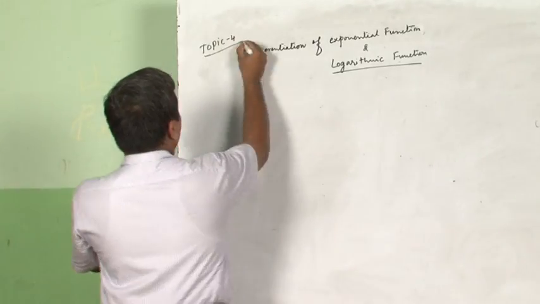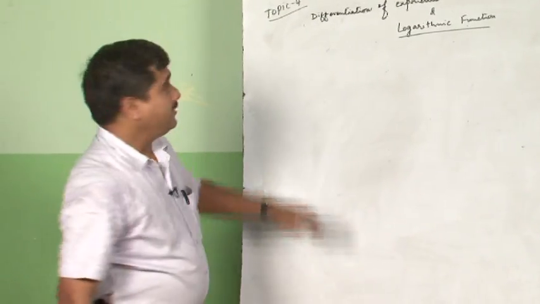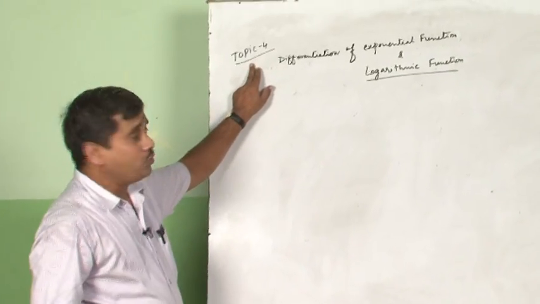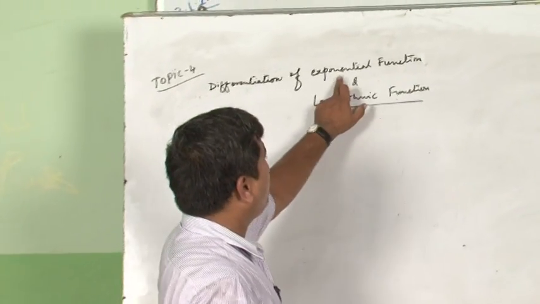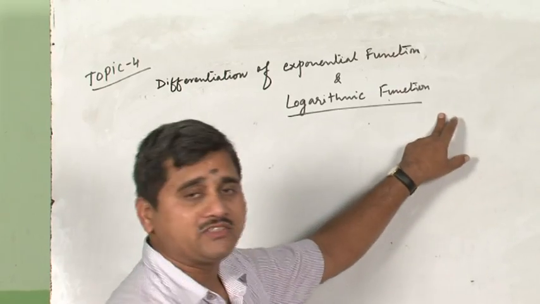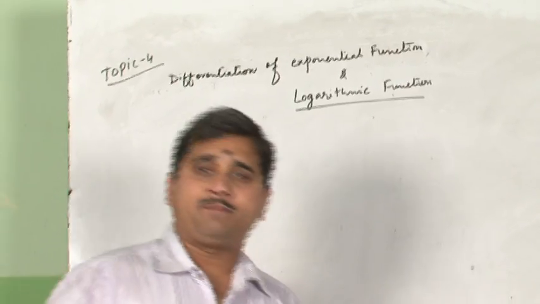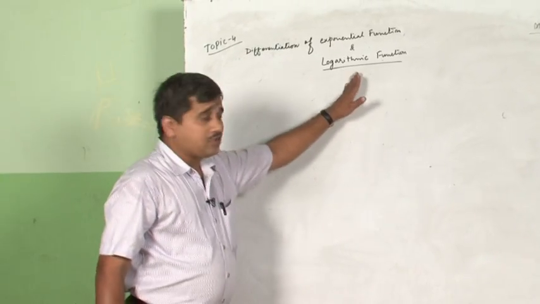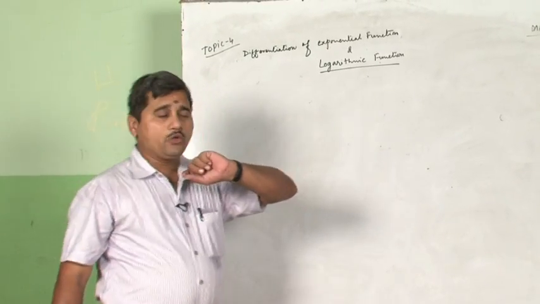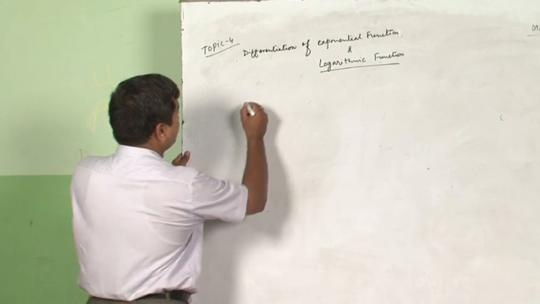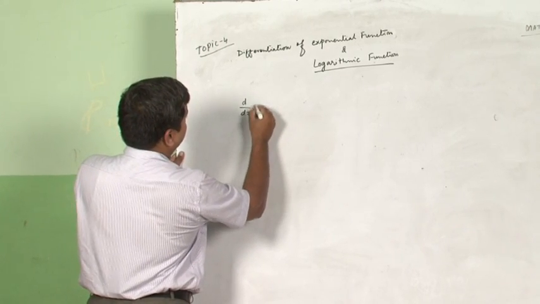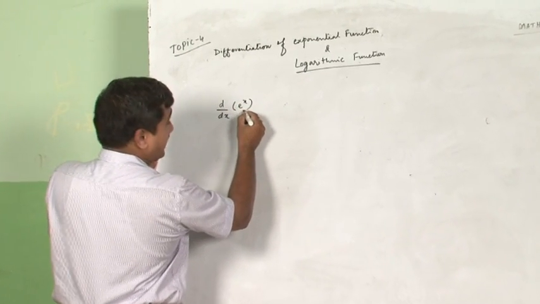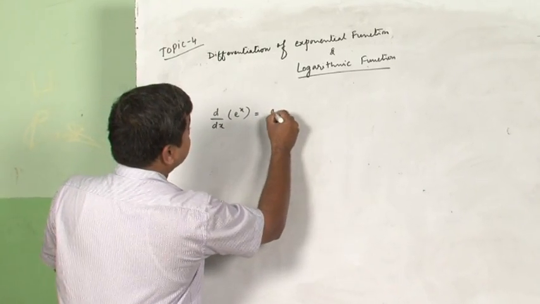Okay? Well, dear children, we are now focusing on topic 4, differentiation of exponential function and logarithmic function. Before we plunge on to the problem solving of differentiation of exponential function and logarithmic function, I shall now be giving you brief basics of how to differentiate the exponential function. Differentiation of e power x, the exponential function, is e power x.